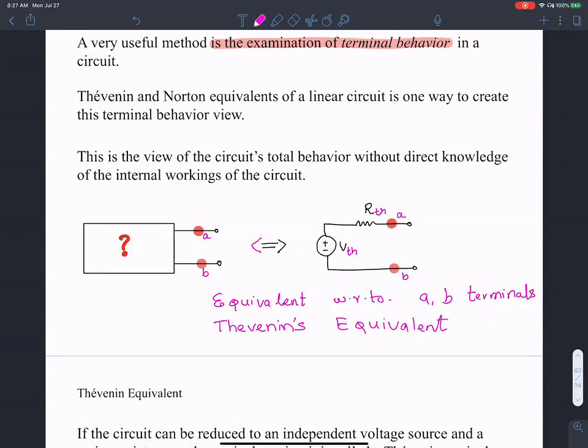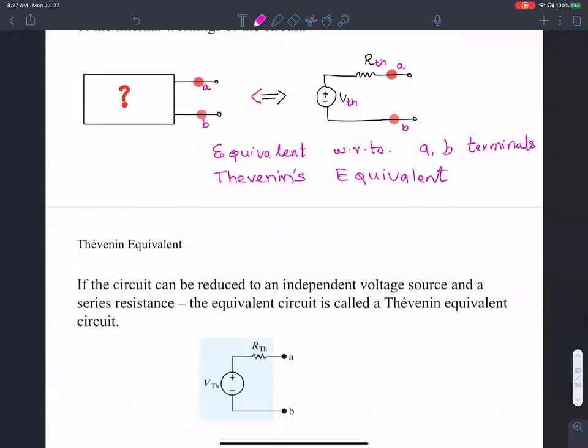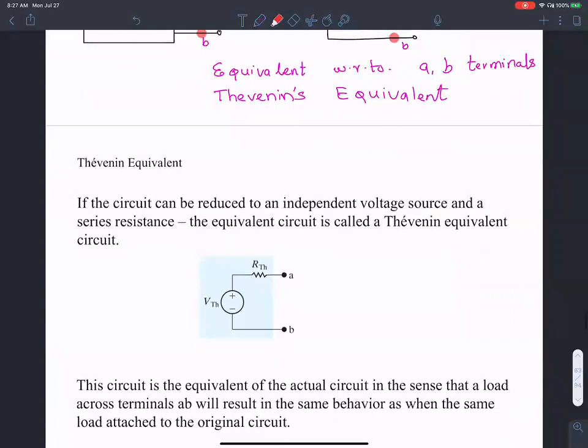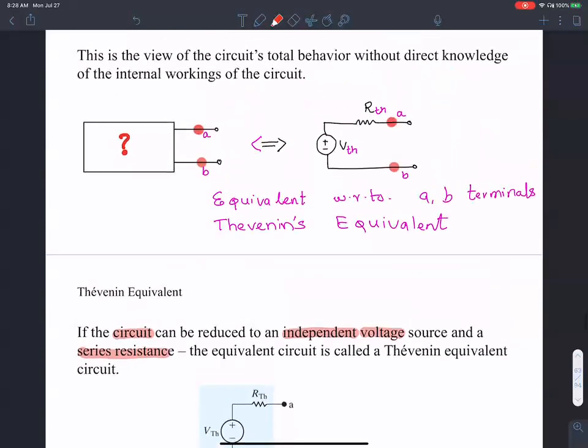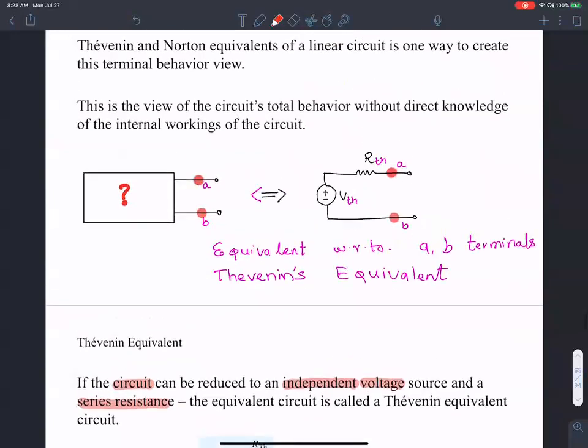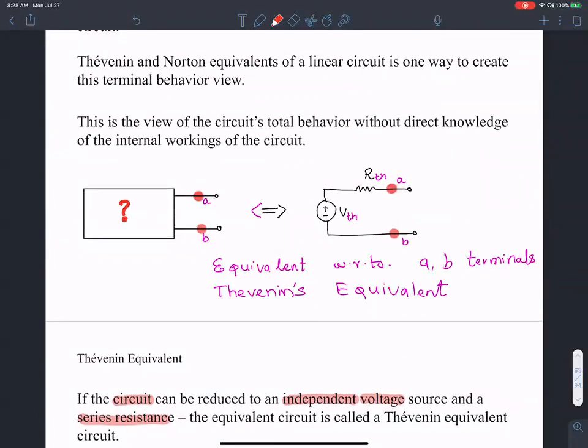Okay, that's the idea of Thevenin equivalent. If you do the exact same thing in terms of current, that will be a Norton's equivalent. So if a mystery circuit can be reduced into an independent voltage source and a series resistance, then that circuit is called the Thevenin's equivalent. The circuit on the right is called the Thevenin's equivalent of the circuit on the left.